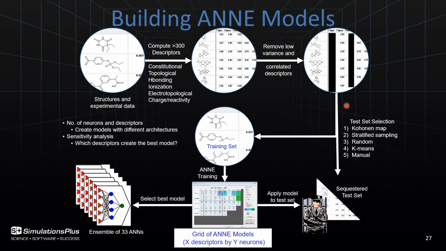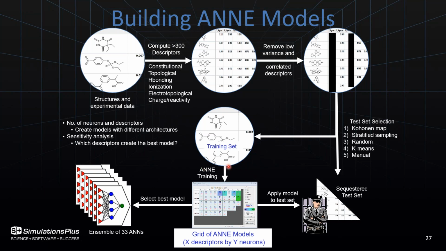Next thing we do is create a test set, and then we sequester it and set it aside, and there are several methods for creating the test set. Then we would take the training set and train the algorithm. Now, a priori, we don't know how many neurons and descriptors are going to create the best model, so we create several models with different architectures, i.e. different numbers of neurons and descriptors. And to identify which descriptors are going to create the best model, so if we have 200 potential descriptors, but we only want to use 10 of them in a model, we use something called sensitivity analysis, which selects the best descriptors to create a model.